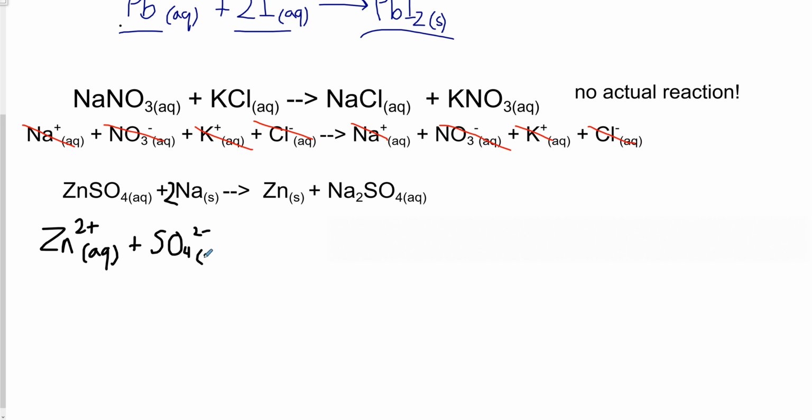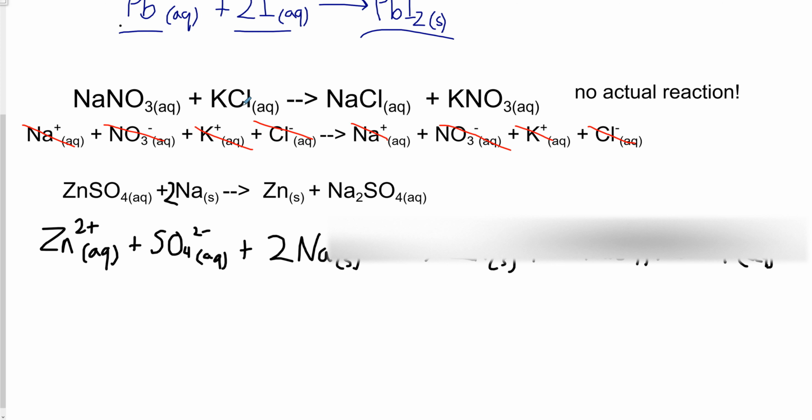We have 2 sodiums. Those guys are solid, not aqueous. We're making Zn solid. We're making 2 sodium ions, which are aqueous. And we have an SO4 2 minus aqueous. Boom. Beautiful. Now we can start crossing stuff out.